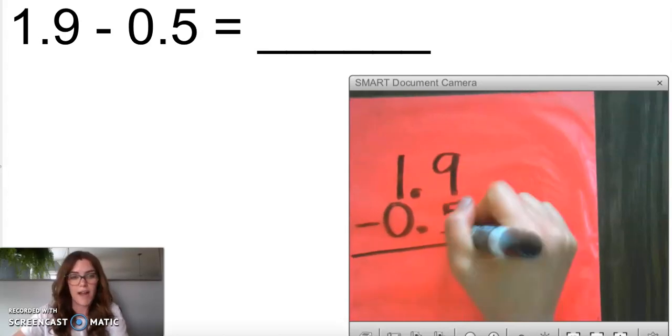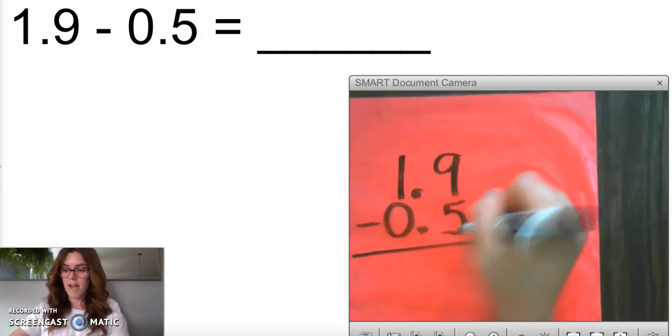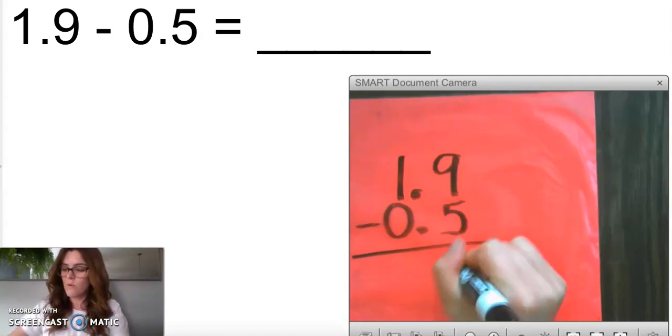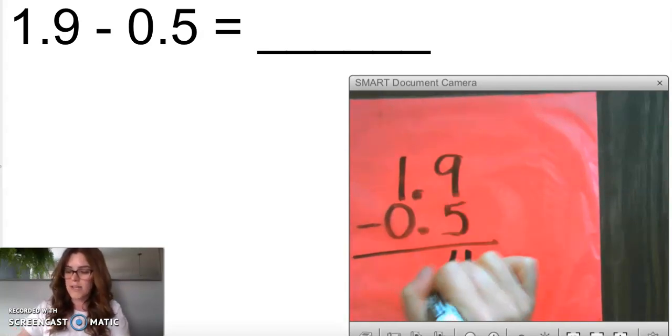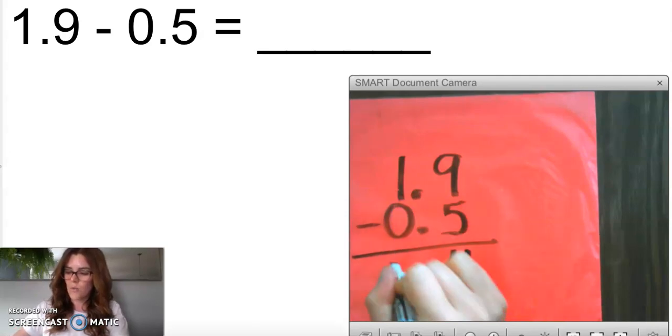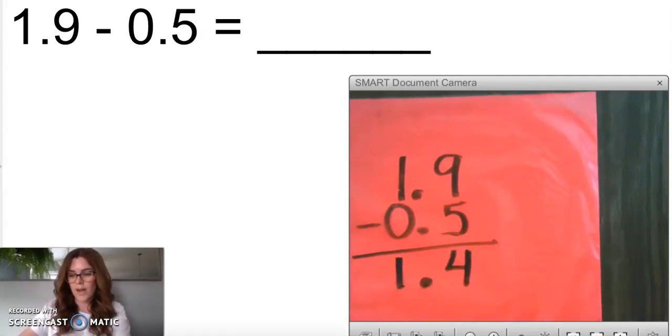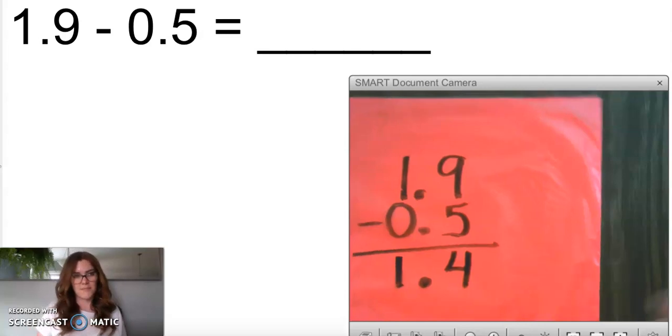You can start at 5 and count up. That's what I like to do. So 5, 6, 7, 8, 9, which is 4. Bring down that decimal point, and then 1 minus 0 is 1. So our answer is 1 and 4/10.